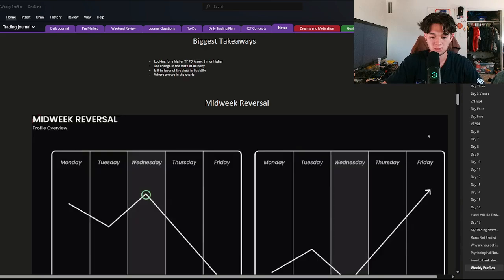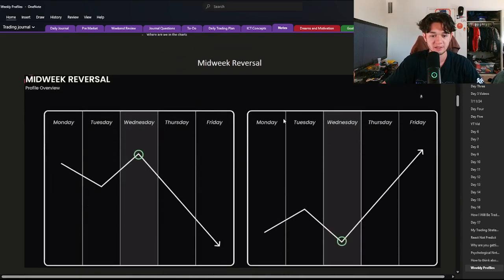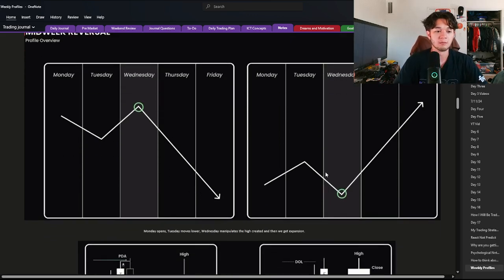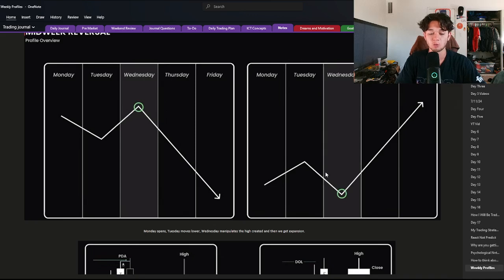So the next profile we have is the midweek reversal. Monday, Tuesday, we'll either get consolidation on Monday and Tuesday, or we'll get a retracement back into a range, like a fair value gap, and then we'll manipulate the high. If we're bearish, we're going to manipulate the high here. You can't see my mouse, but we manipulate the high that was made on Monday or Tuesday, and then we expand downwards.